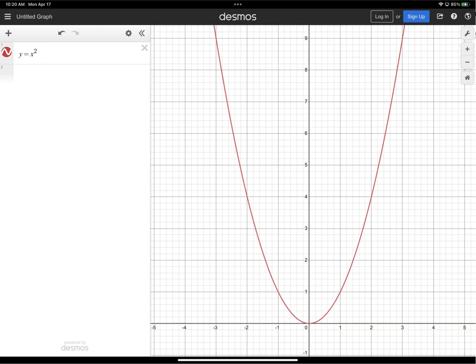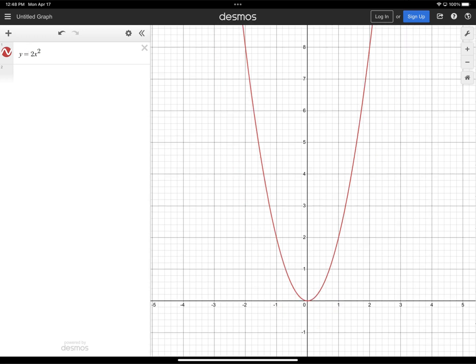And then from there, what I would like you to do is to change your A value. Right now it's a 1, right? What if you made it a 2? Go ahead and change it to a 2. What's going to happen? I hope you guys noticed that when I changed it to a 2, it got narrower. Okay, and that's technically called a vertical stretch. It gets narrower when it gets vertically stretched.